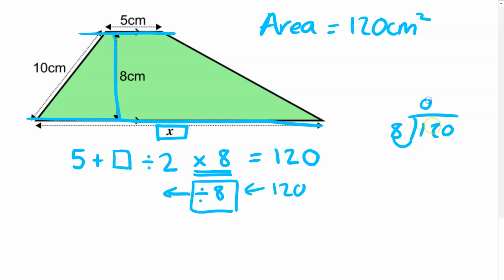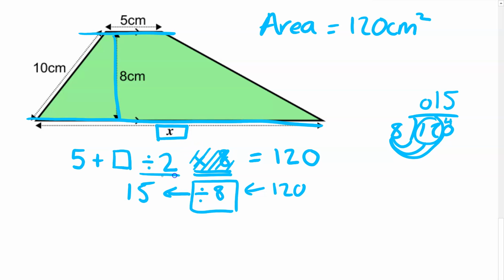8 into 1 doesn't go, so carry or clump. 8 into 12 goes 1 with 4 left over. 8 into 40 goes 5, so it's 15. Okay, so that's the 8 done.